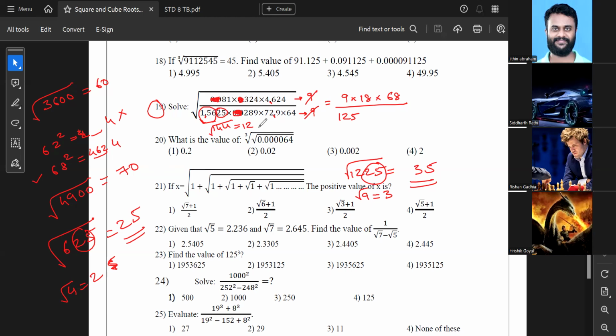For example, if it is 4, then the logic is that it might end with 2 and 8. Then we have to check. We have already done that, hamne wo kar diya already, usko bhi wapas repeat nahi karenge. Let's proceed further. Okay. So next is square root of 289.